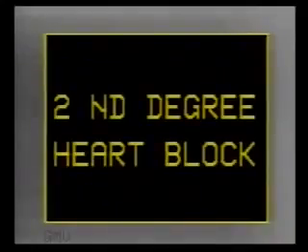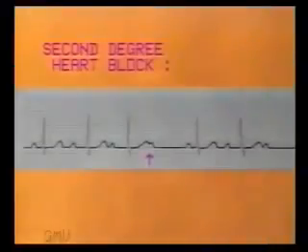Second degree heart block. Between first degree heart block, where the AV conduction is merely delayed, and third degree heart block, where there is no conduction at all through the AV node, we have second degree heart block or second degree AV block, where only intermittently a few beats are not conducted across the AV node. On ECG, as we will see in the next three examples, some of the P waves will not be followed by QRS complexes.